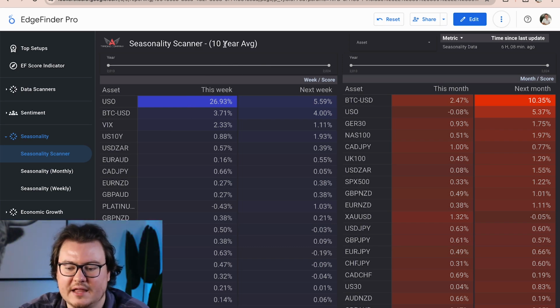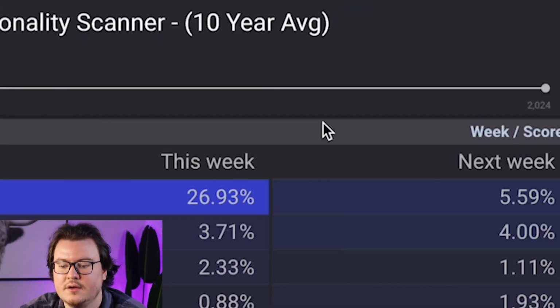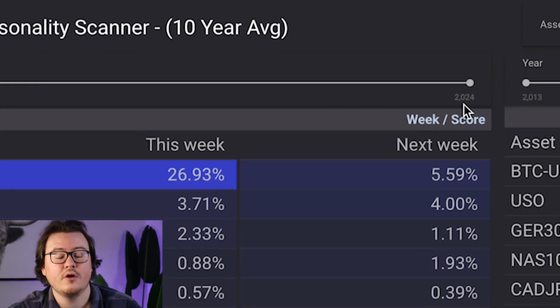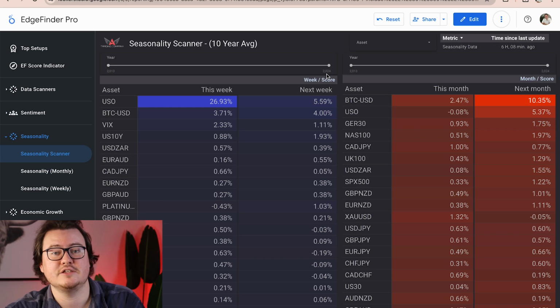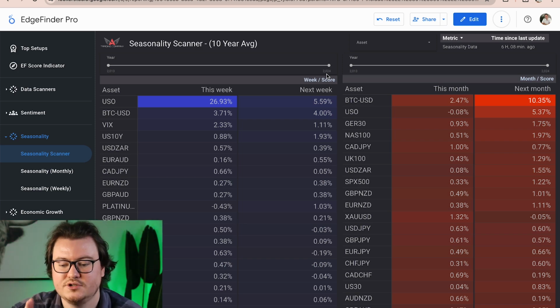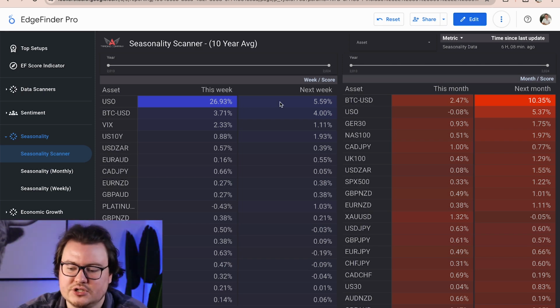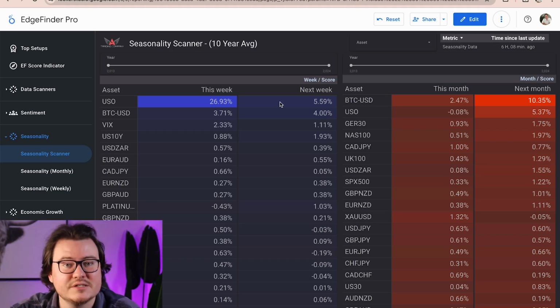Historically speaking, over the last 10 years, so we can see data from 2013 all the way to 2024, all of that information averaged together shows that historically, over the last 10 years, oil this week trades up 27%. Next week, it shows a much smaller gap, but still bullish nonetheless, at about 6%.